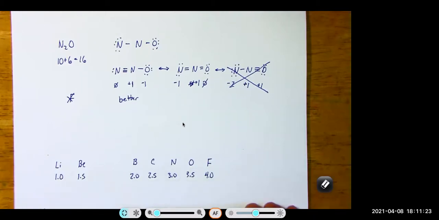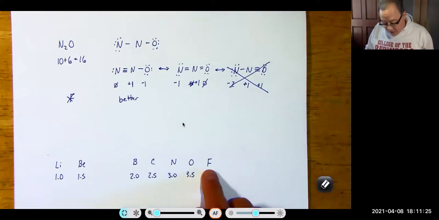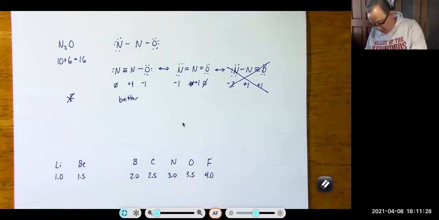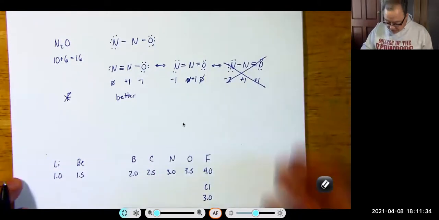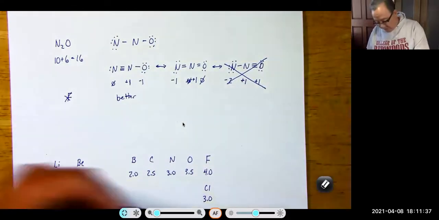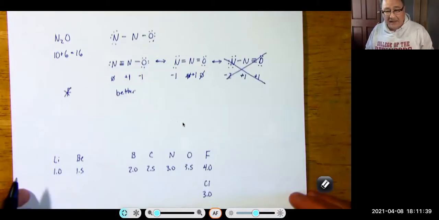Fluorine is the most electronegative atom. Oxygen is second. I think chlorine down here is a 3.0. And you might think, oh, so do these go down by 1s? And they don't, because like bromine is like a 2.8 or something like that.